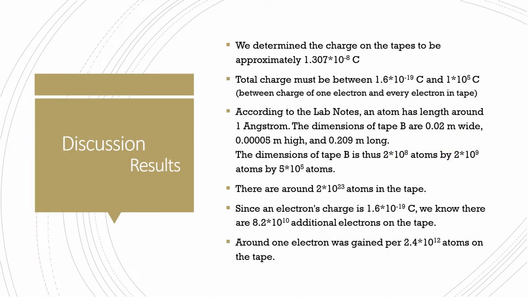We determined the charge on the tape to be approximately 1.32 times 10 to the negative 8th power coulombs. And we know it's reasonable because it's between one electron and every electron in the tape. According to the lab notes, they give us the dimension of an atom, so we can calculate how many atoms there are and how many electrons were gained per atom, which is that one electron was gained per 2.4 times 10 to the 12th atoms on the tape.